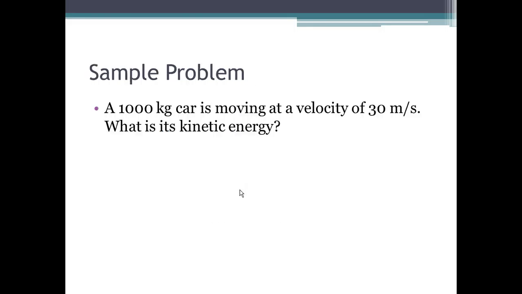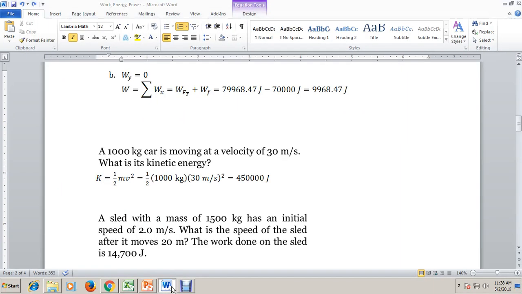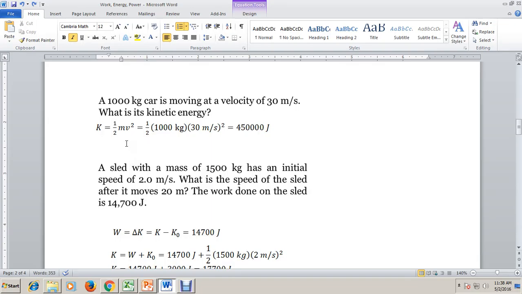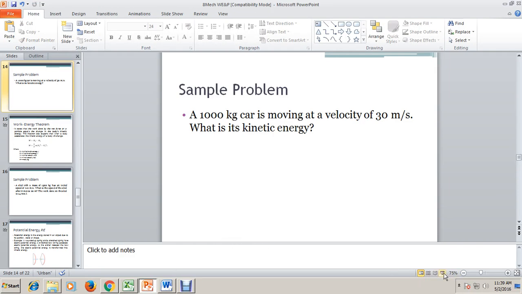Okay, so let's take one example. A 1,000 kilogram car is moving at a velocity of 30 meters per second. So what is its kinetic energy? This is the same problem presented in the PowerPoint presentation. So we have the 1,000 kilogram car as the mass of the car. Substitute it in the given equation, 1/2 mv squared, times the velocity, 30 meters per second, squared. So this is simply 30 squared, which is 900, times 1,000 divided by 2, which gives you 450,000 joules of kinetic energy. Okay, so moving on.